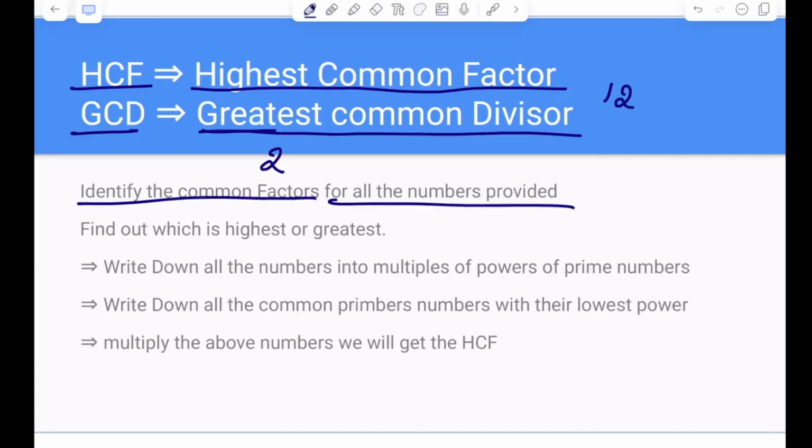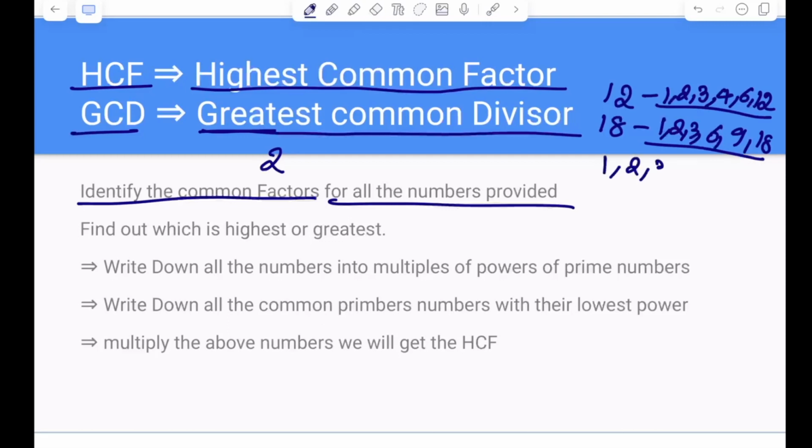For example, 12 and 18. What are the factors of 12? 1, 2, 3, 4, 6, 12. For 18: 1, 2, 3, 6, 9, 18. In these two, what are all the common factors? 1, 2, 3, 6. Which is the highest? 6. 6 is called the HCF of 12 and 18.